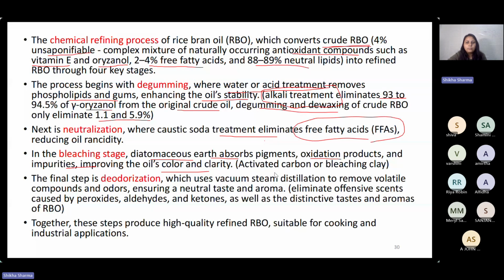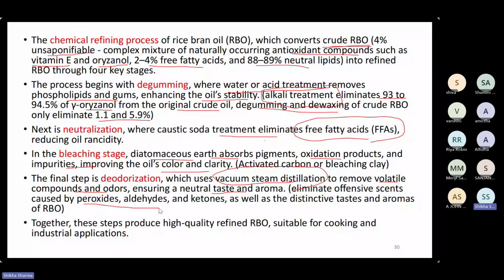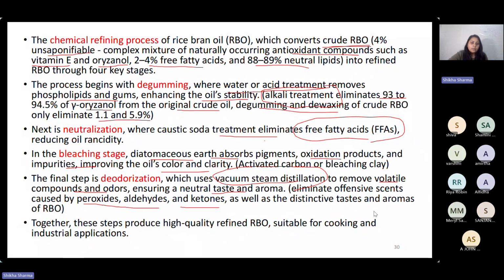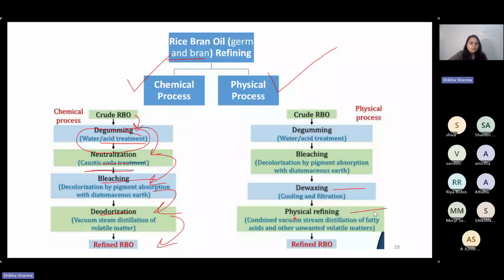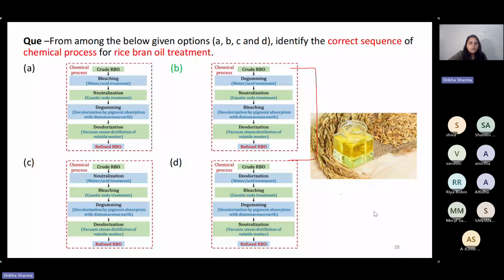And then finally is the deodorization, which includes the vacuum steam distillation process. It removes the volatile compounds and odors, so that a neutral taste and aroma can be achieved. The offensive scents produced from peroxides, aldehydes, and ketones, and other distinct tastes and aromas, can be removed in this step, so that we get refined rice bran oil that we can use in cooking or industrial applications. So this is the correct sequence for rice bran oil. So B is the correct answer here.